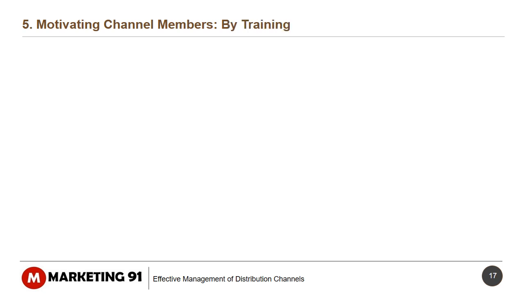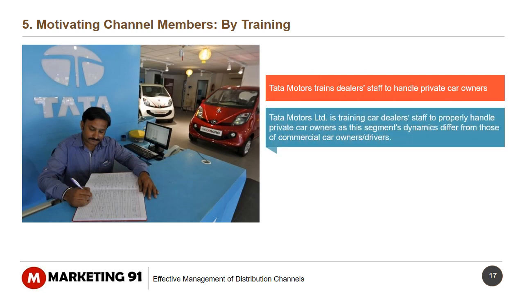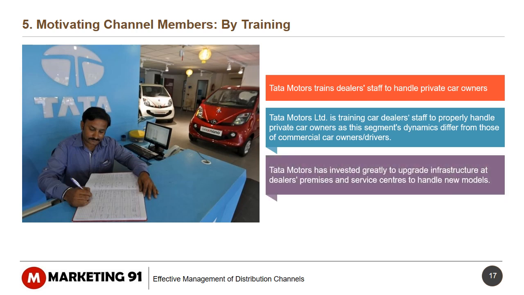Examples of training channel members. Tata Motors trains dealer staff to handle private car owners. Tata Motors Limited is training car dealer staff to properly handle private car owners, as this segment's dynamics differ from those of commercial car owners or drivers. Tata Motors has invested greatly to upgrade infrastructure at dealers' premises and service centers to handle new models.